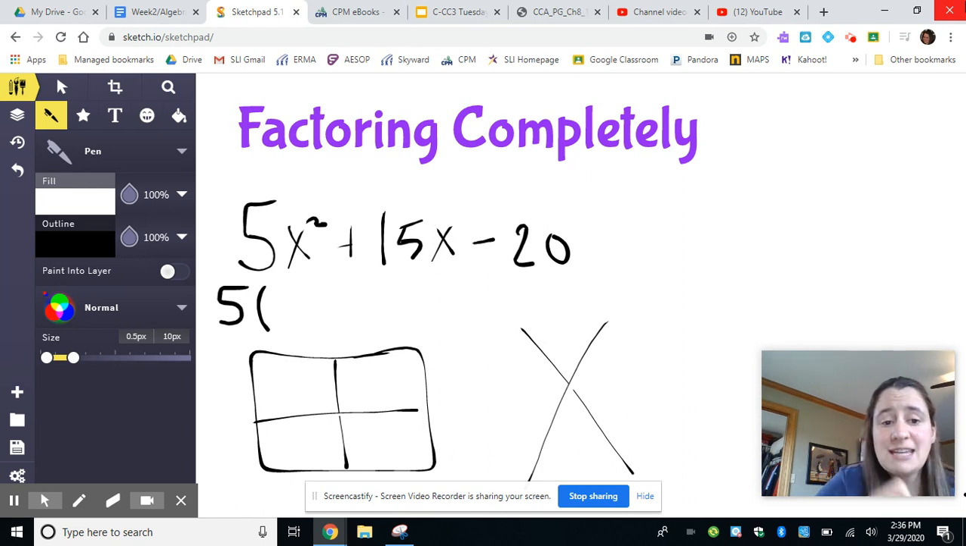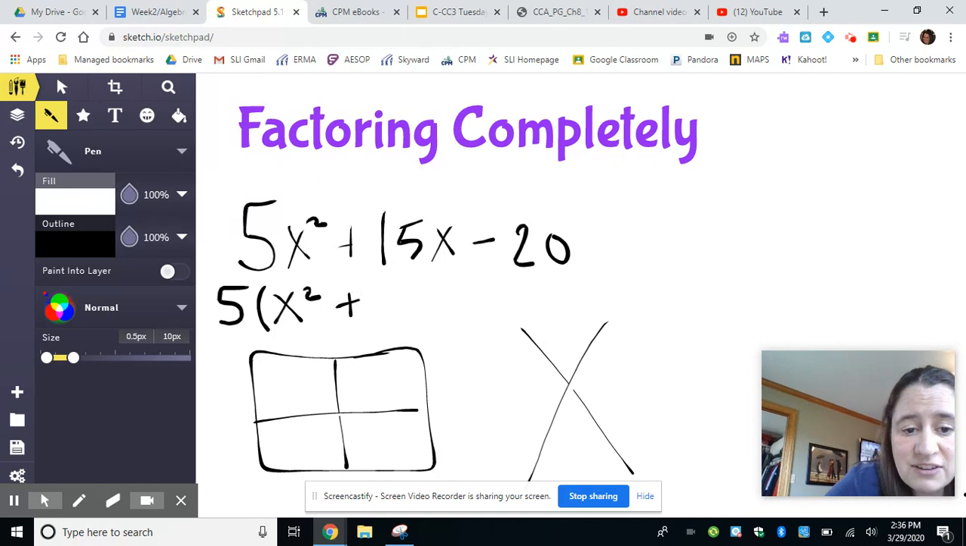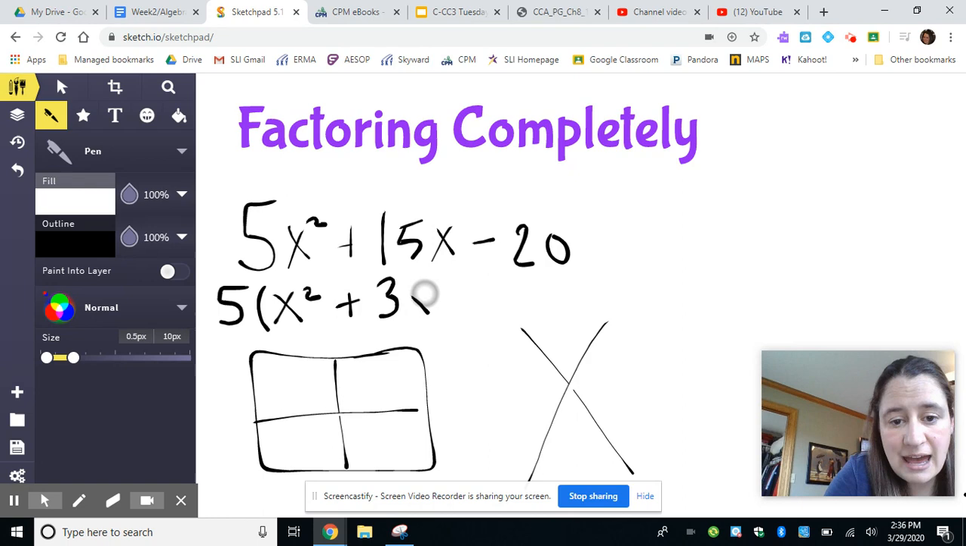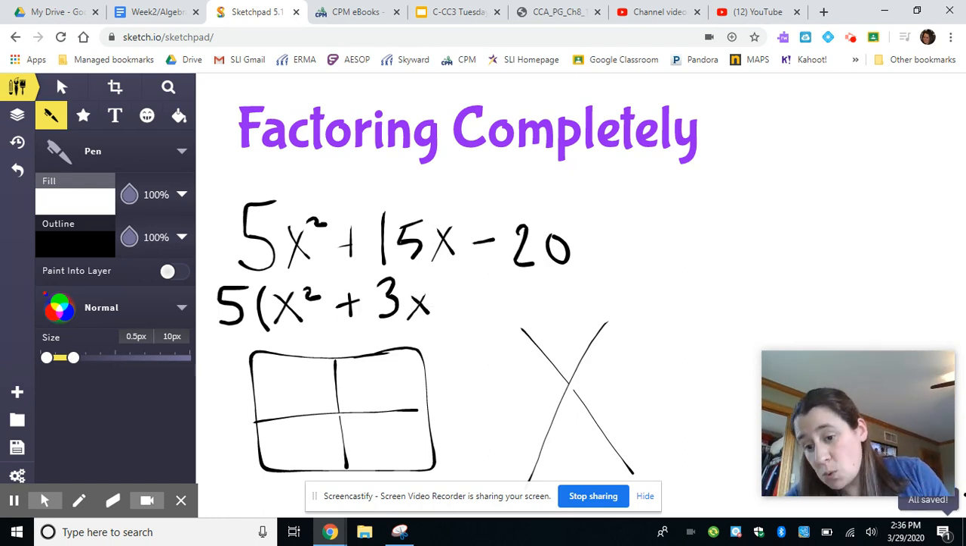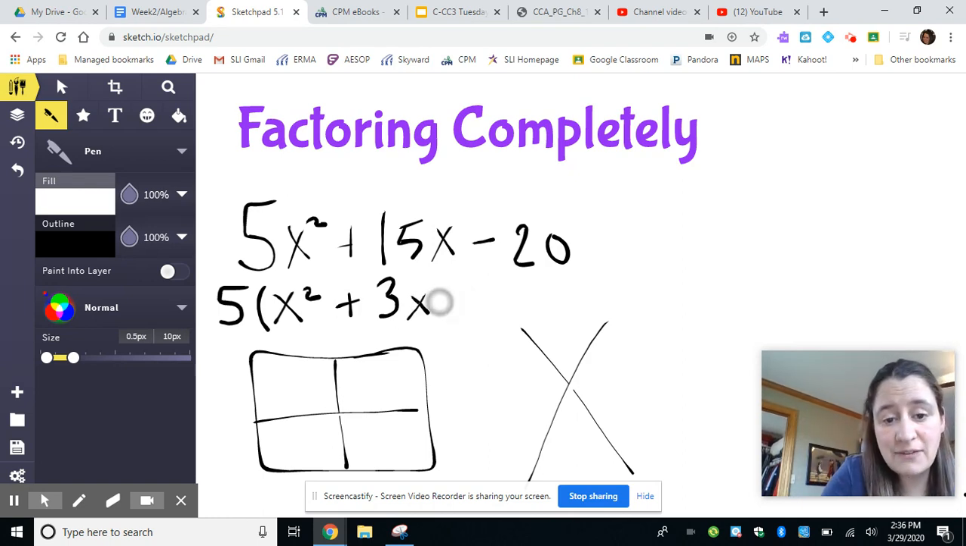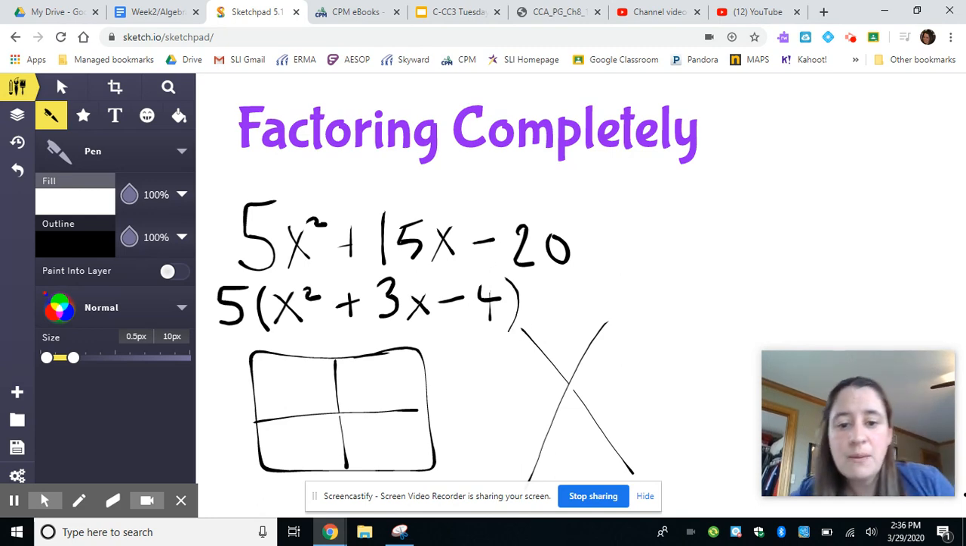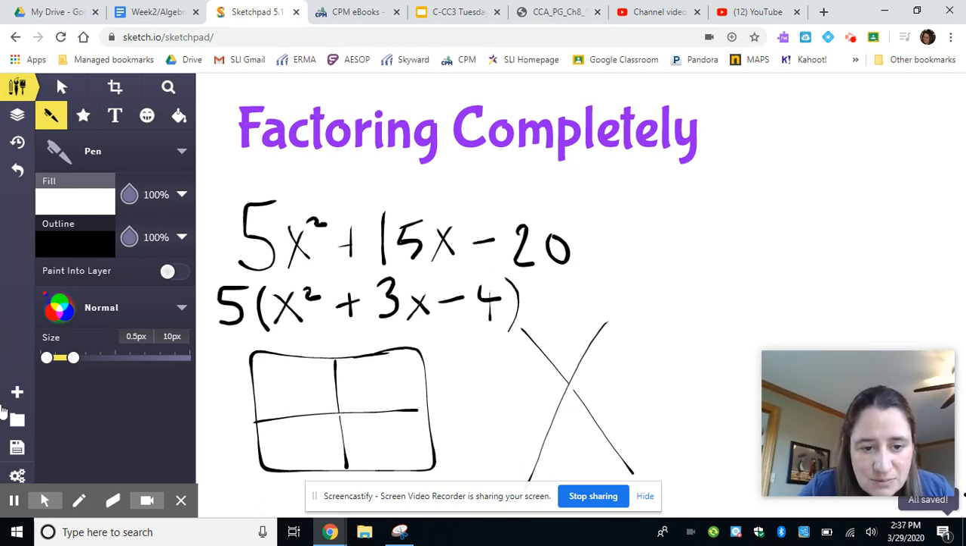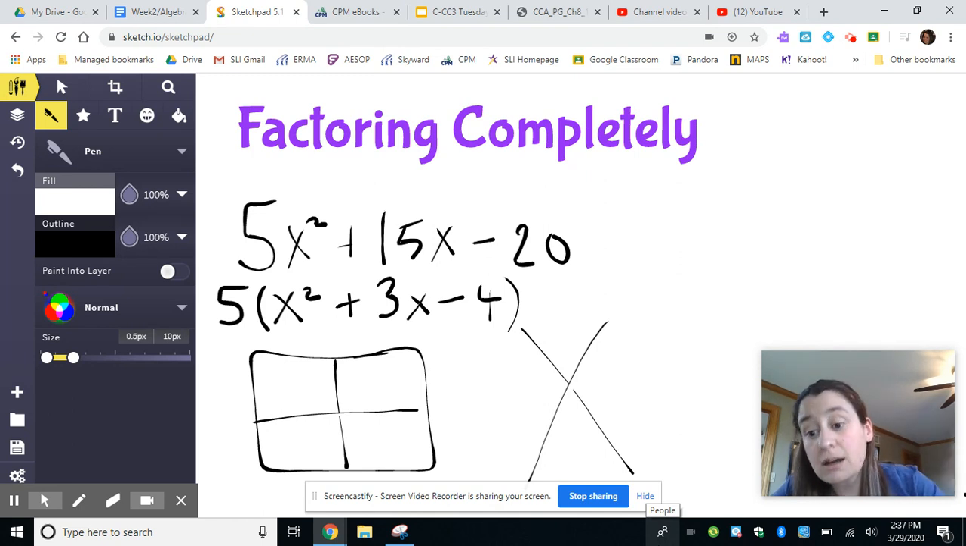Okay, so if I take 5x squared and divide it by 5, I'm left with x squared. If I take 15x and divide it by 5, I'm left with 3x. And if I take 20 and divide it by 5, I'm keeping the subtraction, be careful of signs, it stays negative, I'm left with 4. So now the quadratic that I'm going to factor is right here. It is x squared plus 3x minus 4. That 5, we're going to worry about that later because it is going to be a part of your final answer, but not until the end.